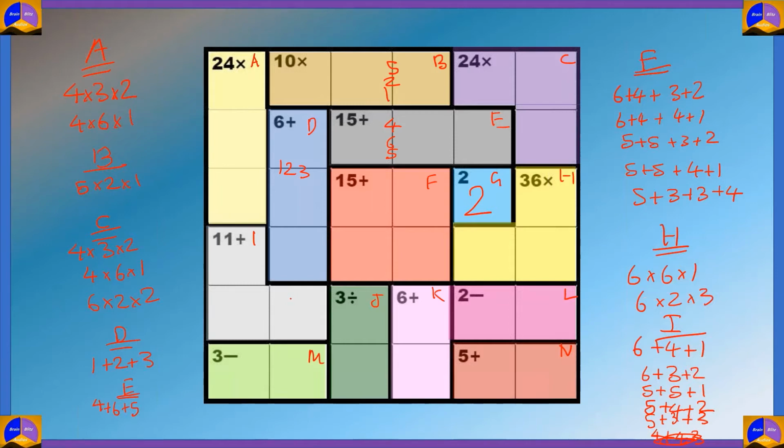Now, let's look at cage C. If we use the option 6 times 2 times 2, the only way to write it is 6 over here, 2 over here, and 2 over here. But this is not possible because 2 is being repeated in the same column. So we can eliminate that option.